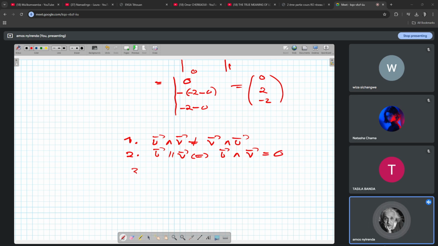Bien. Now the third property is what is known as distributivity, distributivity with respect to l'opération d'addition. What this property entails is that u vectoriel (v plus w), like so, we can distribute the vector product. So this is what this property is about. We can say it is going to be u vectoriel v plus u vectoriel w.